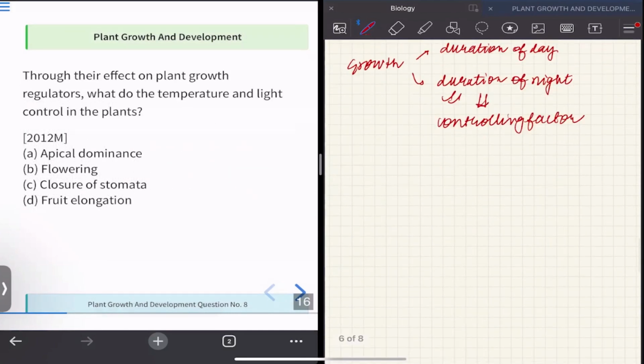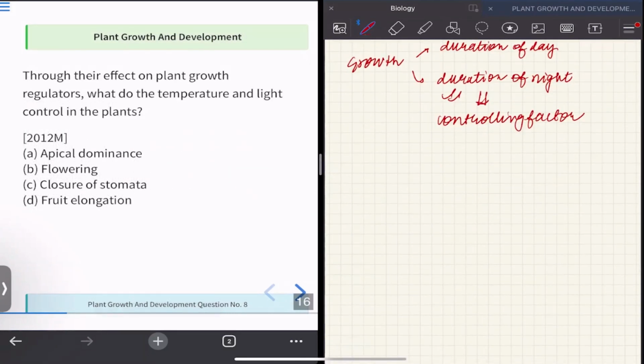Moving on to the next one, we have that through their effect on plant growth regulators, what do the temperature and light control in plants? So we have studied about the effect of photoperiod. Now we'll study the effect of temperature and light.